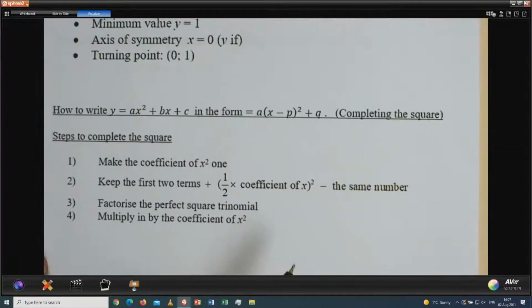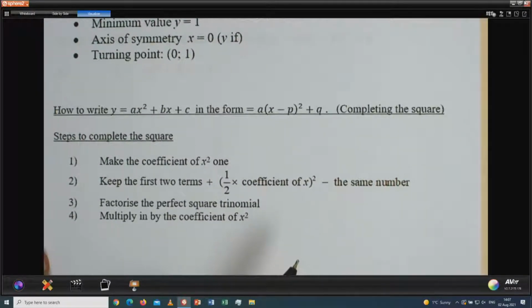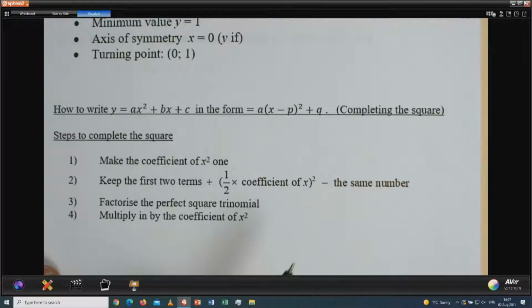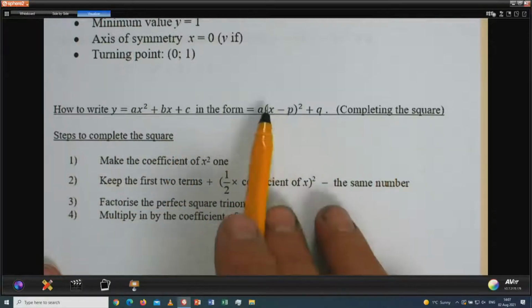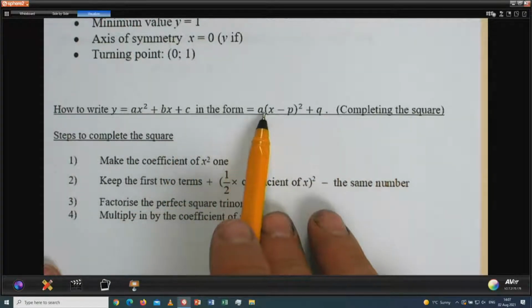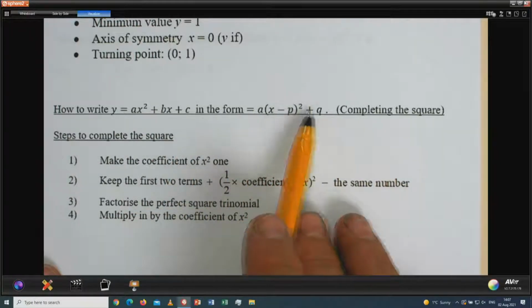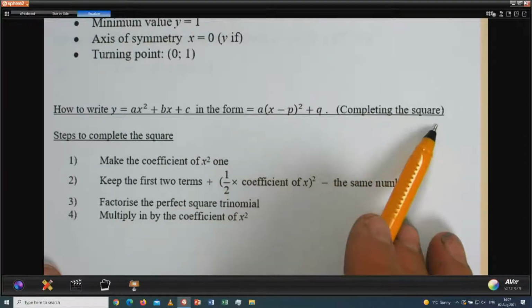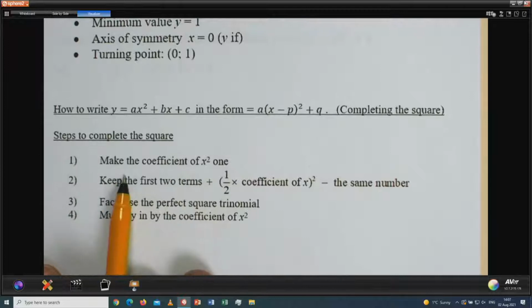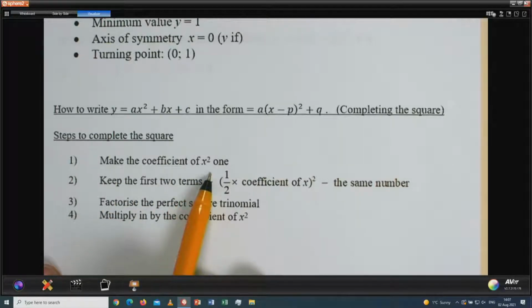Right, now in the next section of work, we're going to show how to write y equal to ax squared plus bx plus c in the form y is equal to a(x minus p) squared plus q. So we're going to use the steps of completing the square. Your first step is to make the coefficient of x squared 1.